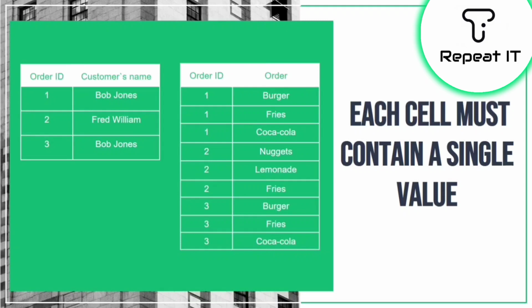In this table, the order ID is indicated in one column and the item corresponding to this order ID is indicated in the other. So order ID number 1 has a burger, order ID number 1 also has fries, and it also has Coca-Cola. And as you can see, each item in this table is now unique and there are not multiple values in a cell. So now everything is sorted.